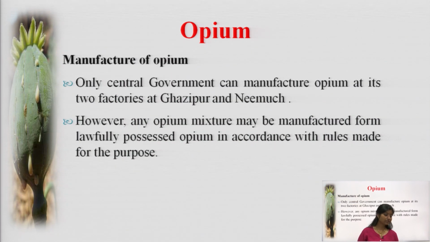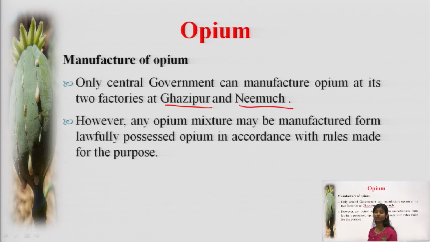Now coming to the next, manufacture of opium. Only the central government can manufacture opium at its two factories at Ghazipur and Neemach. Manufacture of opium means that we have collected the crude drug, and when it has passed the examination, from the crude drug we are extracting opium, we are extracting morphine. This work of extraction is done in the two government authorized factories, that is at Ghazipur and Neemach.